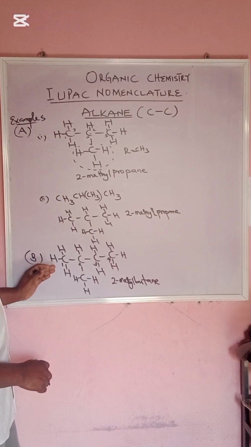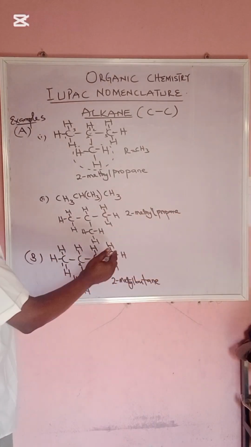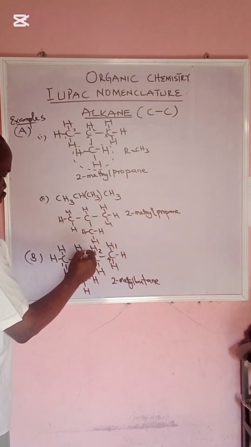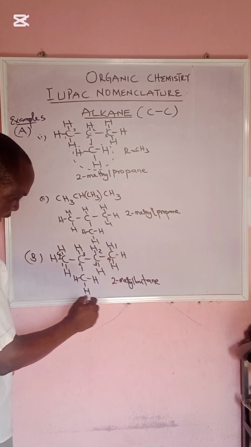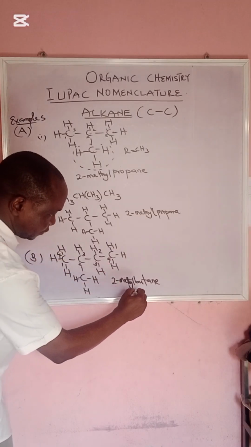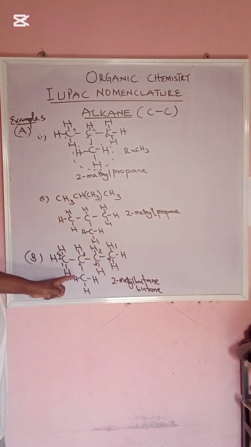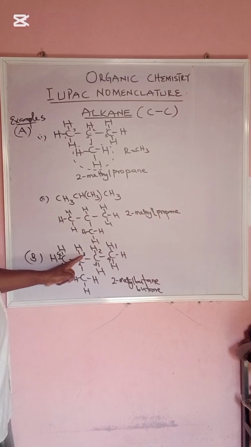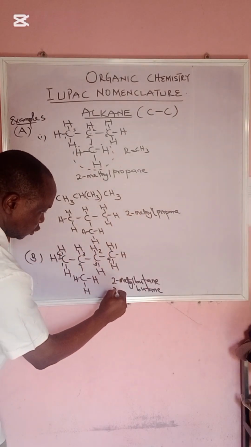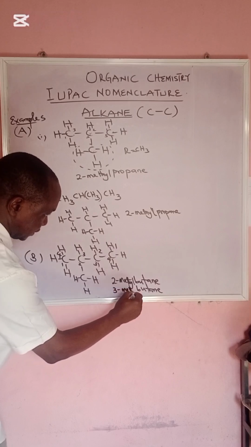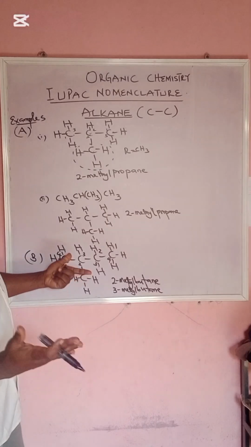But let's count from right to left. So this one will be 1, this will be 2, this will be 3, this will be 4. You can see it's still butane. But the alkyl group is now attached to carbon 3. When you are counting from right to left, so carbon 3, it is 3-methylbutane. So you have to take the one with the lower number.